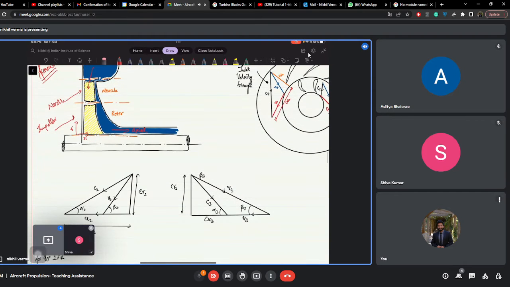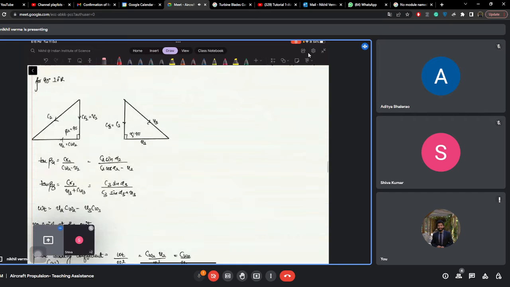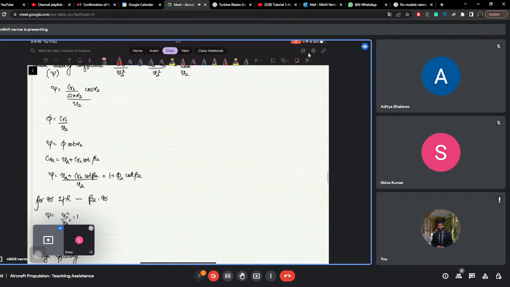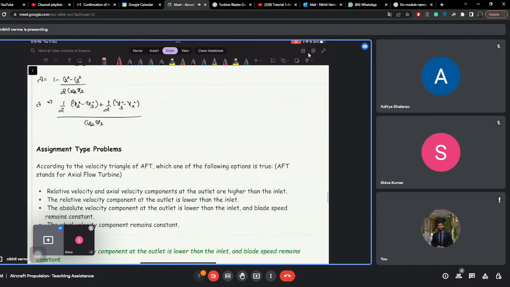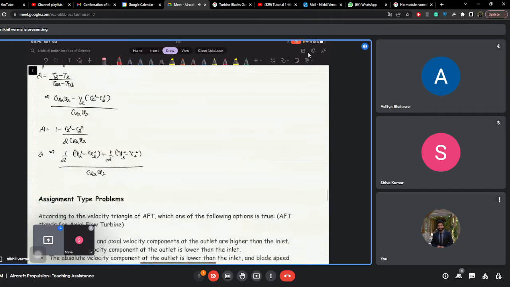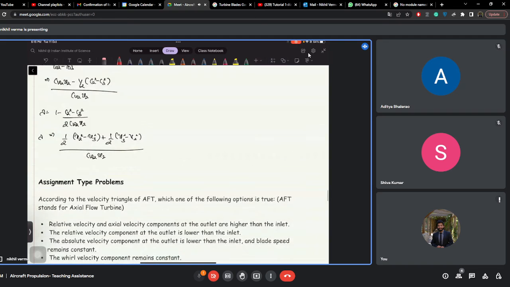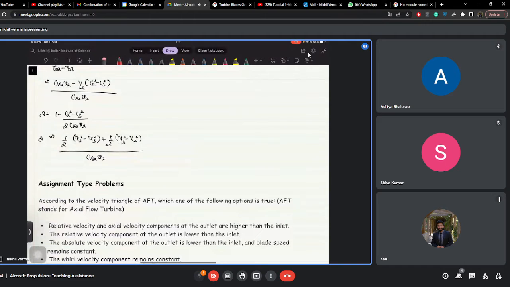The velocity diagram is shown in this figure. Instead of the axial component, you have a radial component. These are some equations for these things. Let us start with the assignment type problems. Let's have an open discussion on this. According to the velocity triangle of an axial flow turbine, which of the following options is true? Somebody can answer this question for me.